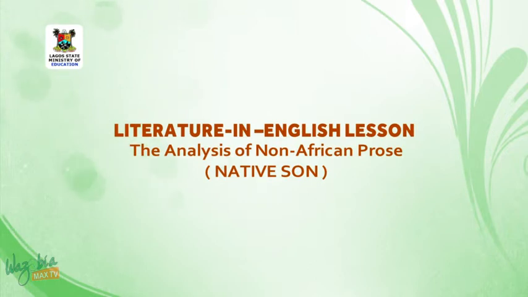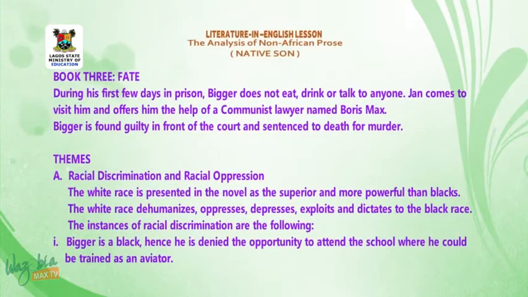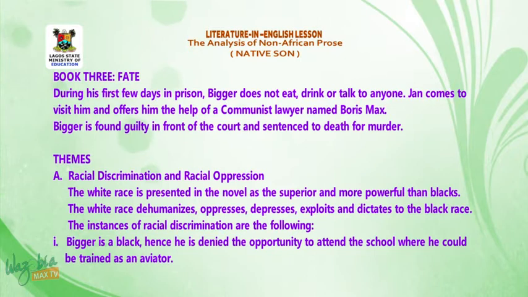Students, welcome to the second segment, which is the continuation of the plot summary. Book 3 is titled Fate. During his first few days in prison, Bigger does not eat, drink, or talk to anyone. Jan comes to visit him and offers him the help of a communist lawyer named Boris Max. Bigger is found guilty in front of the court and sentenced to death for murder.